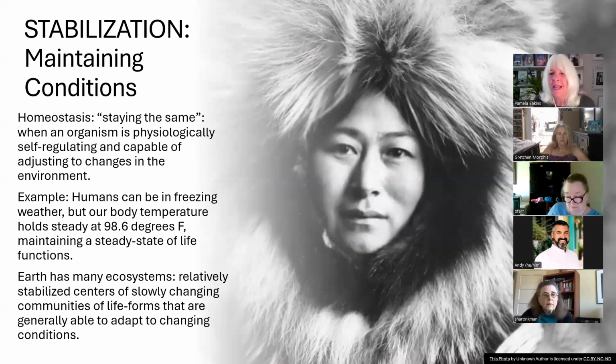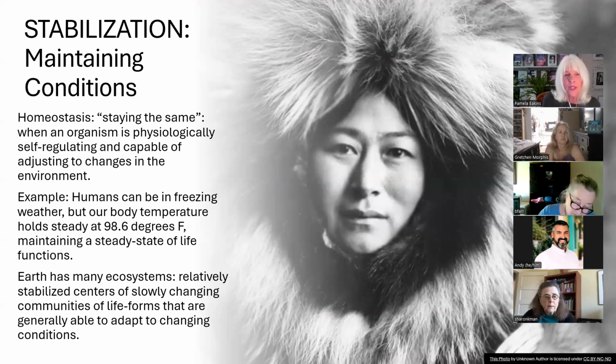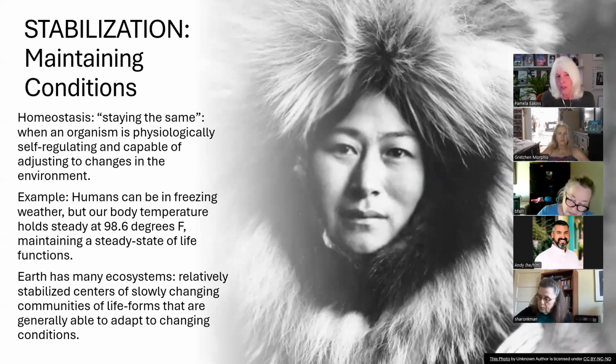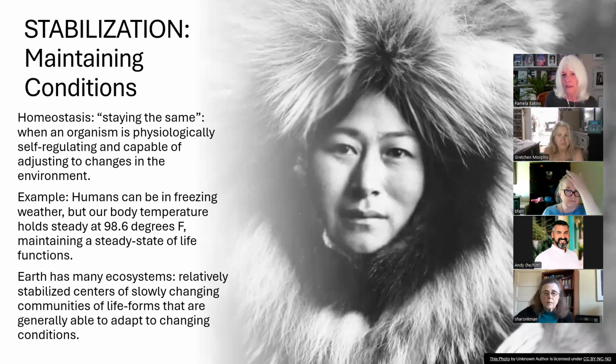Stabilization means maintaining conditions. Homeostasis is another aspect of stabilization, and homeostasis means staying the same. This is when an organism is physiologically self-regulating and can adjust. So for example, whatever the temperature is outside, our body temperature generally holds steady at around 98.6 degrees, right?